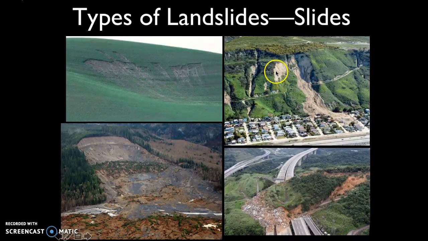Same thing here. You see this is going to be the headscarp, and you almost see the plane over here, on top of which all of this material has moved downwards. Same thing over here, very straightforward. And then this is also a landslide in Washington, which you saw an image of, I think, in the first chapter.